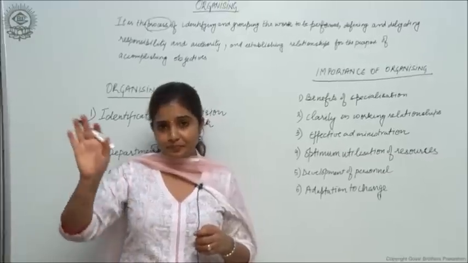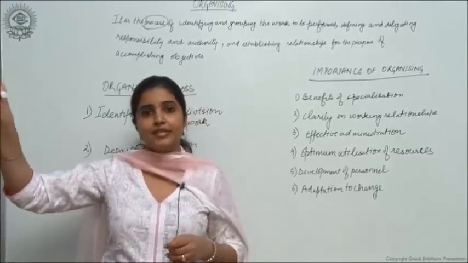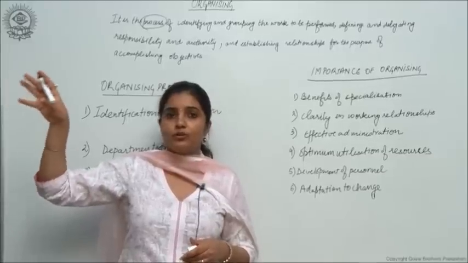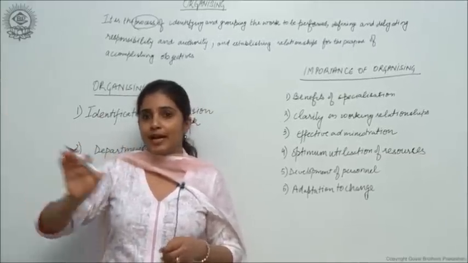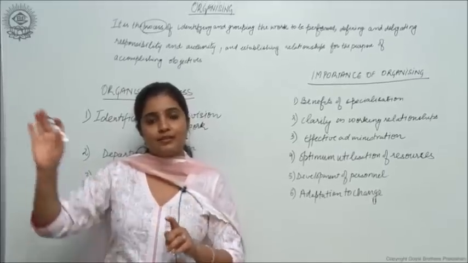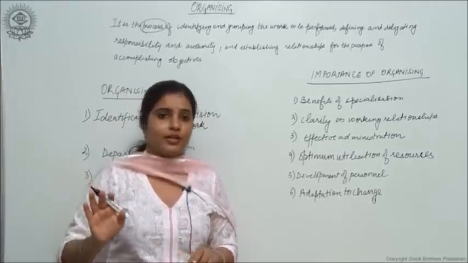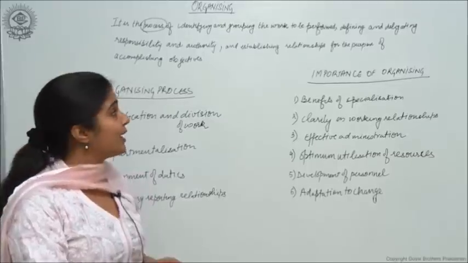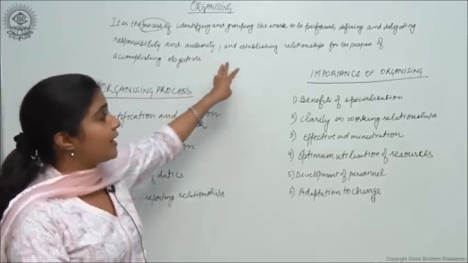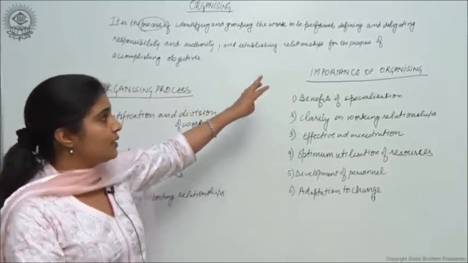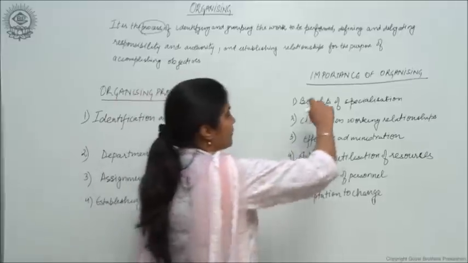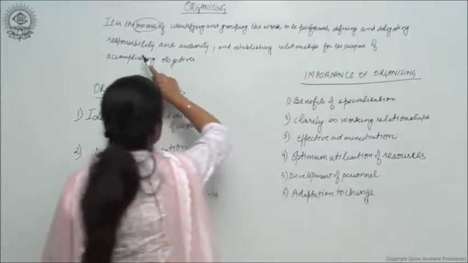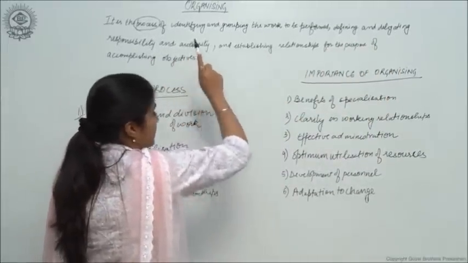Planning में सिर्फ है that I have identified this is my main objective. Okay, this is where I want to be, and I'm going to plan. I'm going to chalk out a plan that this is how I'm going to achieve the objective. Now, keeping your organizational objectives in mind at all points of time, I have to identify and I have to group the work to be performed. Then after that we proceed further, defining and delegating responsibility and authority.